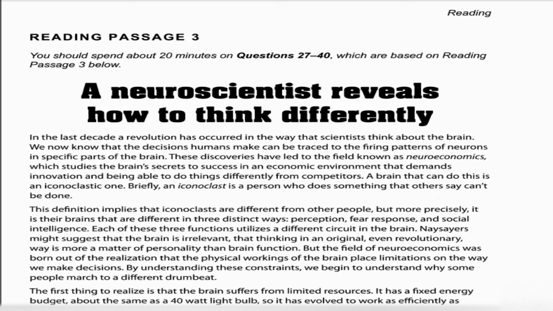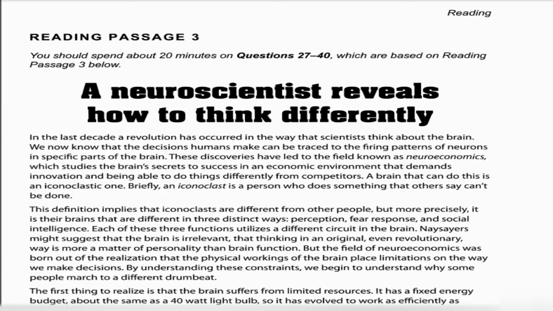In the first decade, a revolution has occurred in the way that scientists think about the brain. We know that the decisions humans make can be traced to the firing patterns of neurons in specific parts of the brain. These discoveries have led to the field known as neuroeconomics. Neuroeconomics, which studies the brain's secrets to success in an economic environment that demands innovation and being able to do things differently from competitors. A brain that can do this is an iconoclastic one. Briefly, an iconoclast is a person who does something that others say can't be done. Iconoclast, that's another key word.